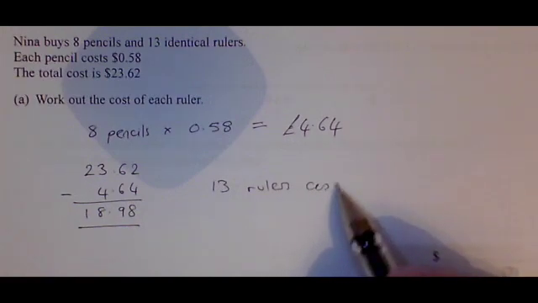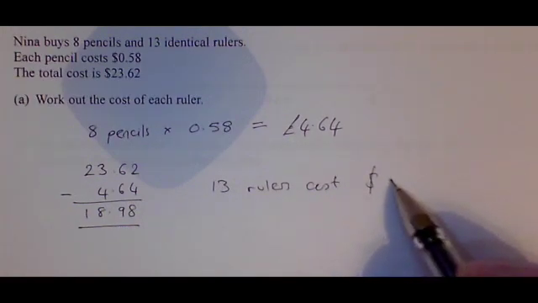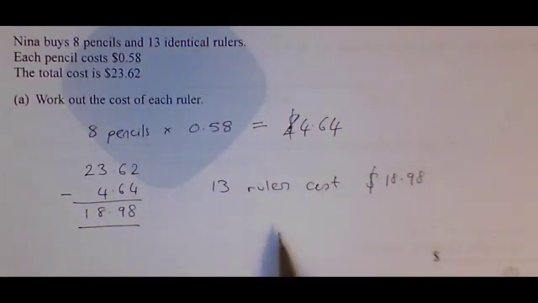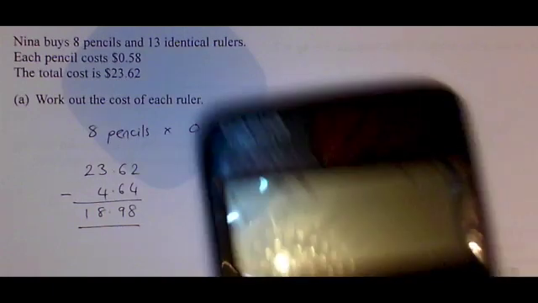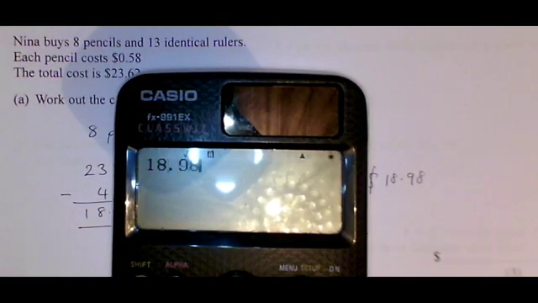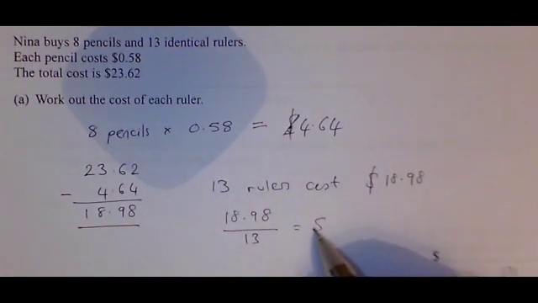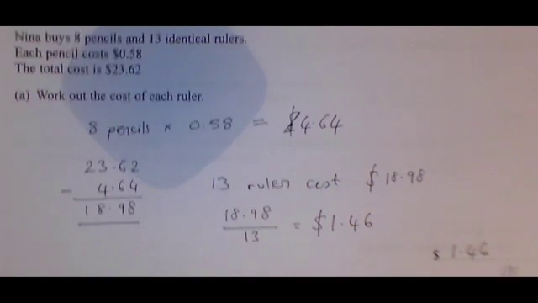Now apparently we've bought 13, so if I want to find the cost of one ruler, 13 rulers cost $18.98, and if I divide both sides by 13, that is one ruler, it's going to cost 18.98 divided by 13. I'll put that on my calculator, and it should tell me the cost of one ruler. And the answer is 1.46. So it's $1.46. That's our answer. Okay, so that's part A done.